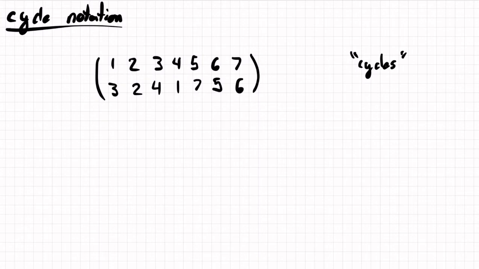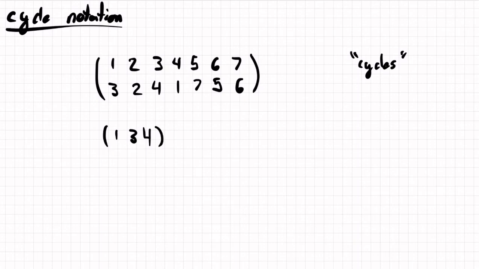If I look at where 1 goes, 1 goes to 3. So I'll start my cycle with a 1, and then I put a 3 after it to indicate that 1 goes to 3. And then I look at where 3 goes, to 4, just like this. And then 4 goes back to 1. So instead of writing a 1 here, I don't do that. Instead, I close up the cycle.